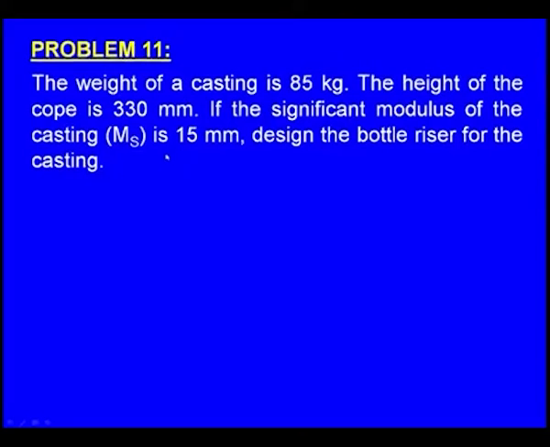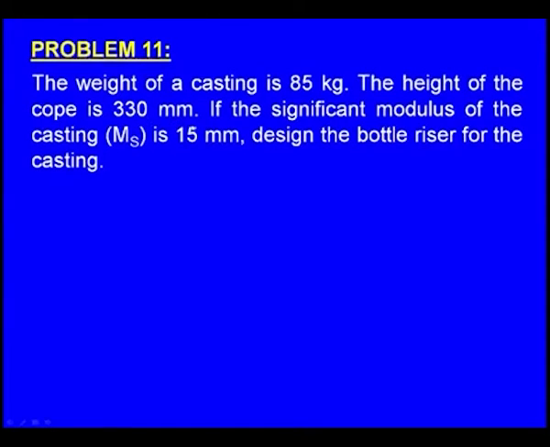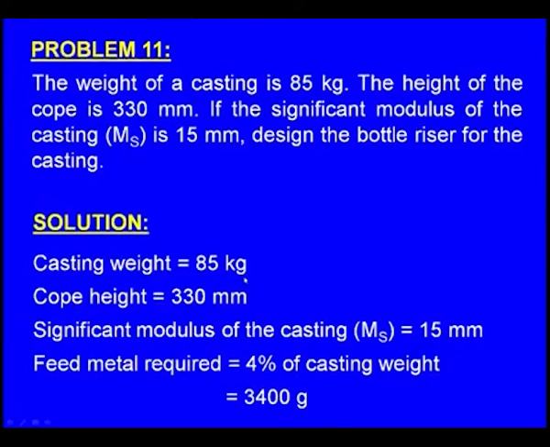Now, let us solve a problem. The weight of a casting is 85 kilograms. The height of the cope is 330 mm. If the significant modulus of the casting ms is 15 mm, design the bottle riser for the casting. Now, we have to design the bottle riser. Casting weight is equal to 85 kilograms, given. Cope height is equal to 330 mm, significant modulus of the casting ms is equal to 15 mm. Feed metal required, formula we have already seen, 4% of the casting weight, that is equal to 3400 grams.